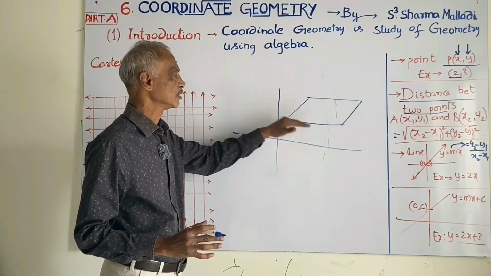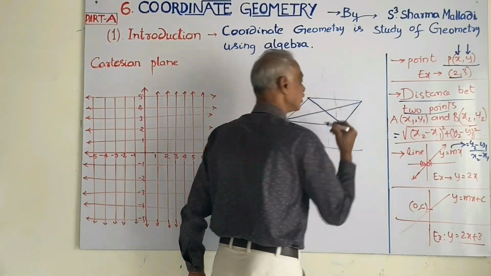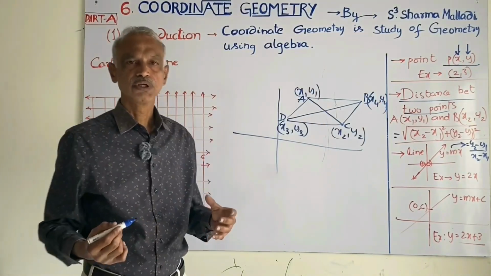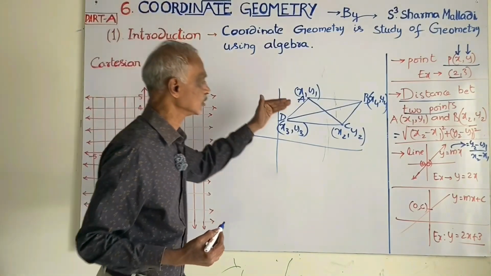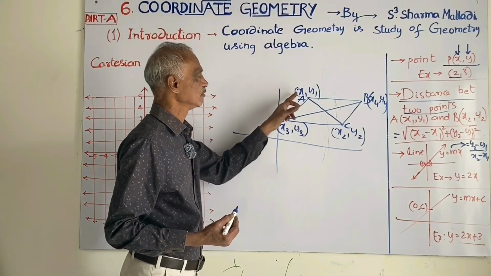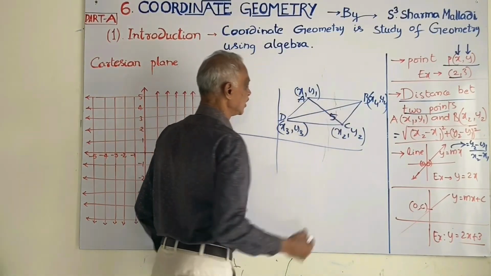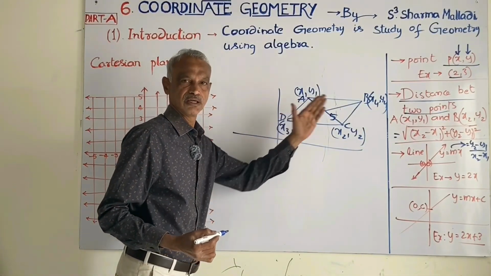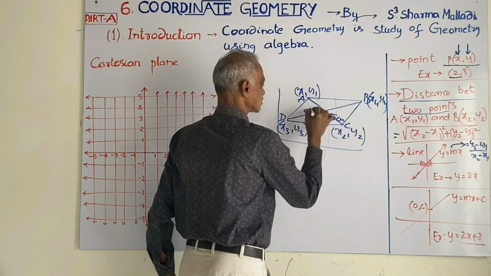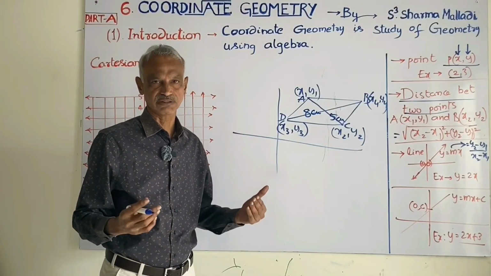Study of geometry means a parallelogram is there. We have to find whether the diagonals are equal or not. We have to find the distance between these 2 points. To know whether the diagonals of parallelogram are equal or not, we require distance between 2 points. See, we have to find the distance between (x1, y1) and (x2, y2). Suppose this is 5. And also we have to find the distance between B and D. Suppose it is 8. This is 5 centimeters and this is 8 centimeters. We can say the diagonals of parallelogram are not equal to each other.